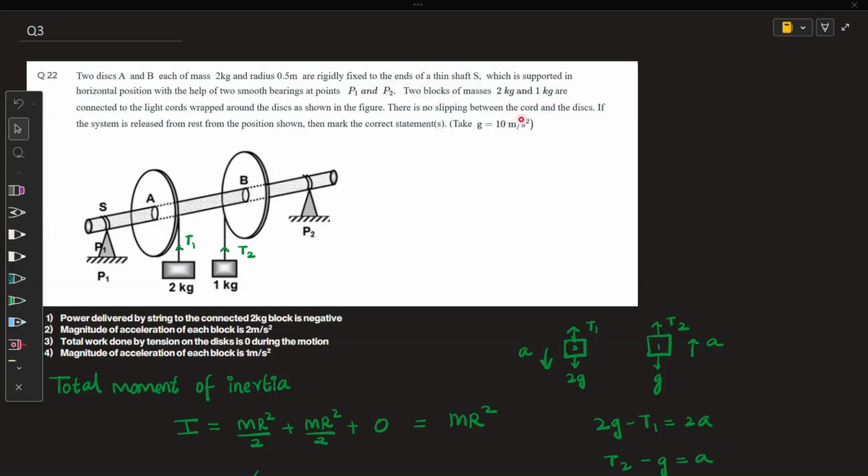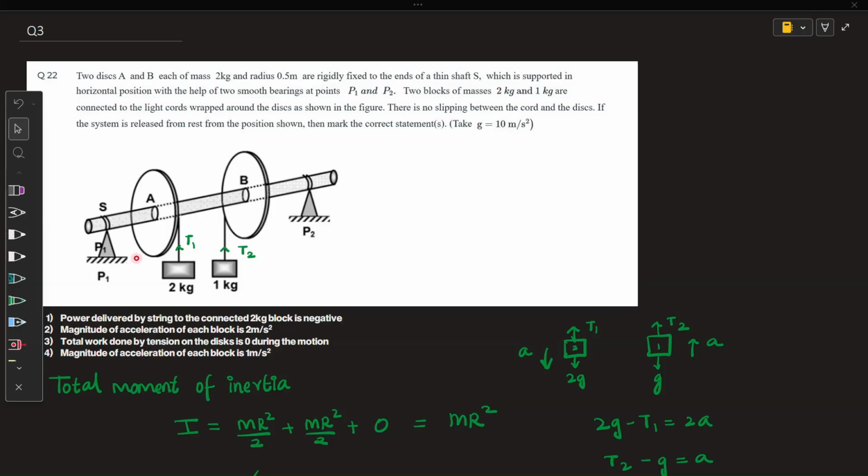There is no slipping between the cords and the discs. If the system is released from rest from the position shown, then mark the correct statements where g is 10 meter per second square. So these are all the statements first. Now this whole diagram seems something complex. You don't understand it easily.